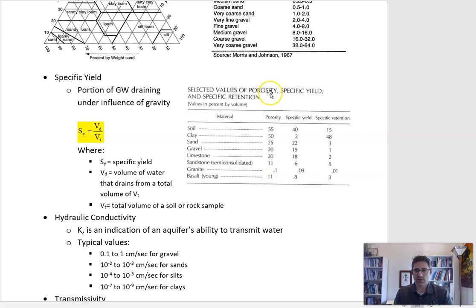So if you look at this table over here and you look at the specific yield for different types, clays do not want to give up water. They will retain that water for a long time very tightly, and that just has to do with the actual molecular structure of the clay layers. So clay has a specific yield of 2, or 0.2. This is values in percent by volume, 0.02 or 2%. So very low specific yield versus sands and soils that will yield a lot of their water just via gravity.